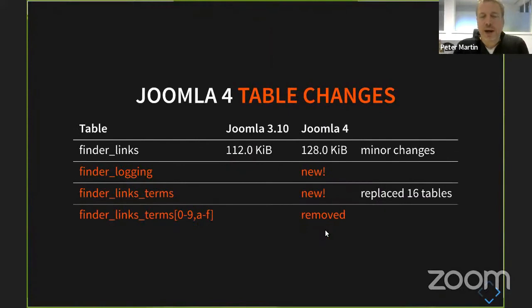So Joomla 4 doesn't have the com search anymore, but it has the com finder, which is a smart search. And we have some new tables in it. We have the finder logging and the finder link terms. Actually, the finder link terms was already there in Joomla 3, but then it was in 16 tables. It was called finder link terms 0, finder link terms 1, etc., until finder link terms F. That was the last table. Those all have been removed, and now it's just one table.